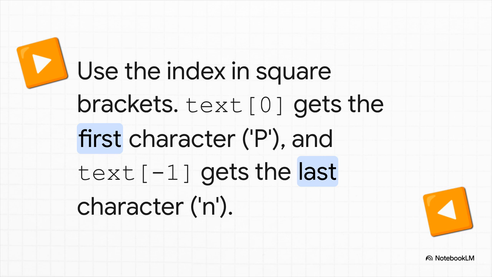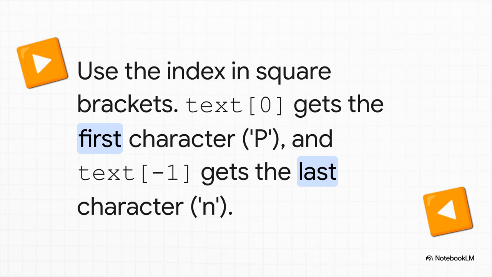So, using these index numbers inside square brackets, we can pinpoint any character we want. Index 0 will always be the very first character. And here's a fantastic little trick. You can also use negative numbers. An index of -1 starts from the end of the string, so it always gives you the very last character.